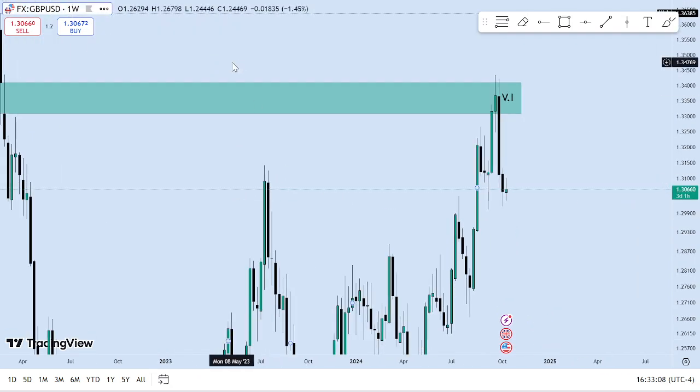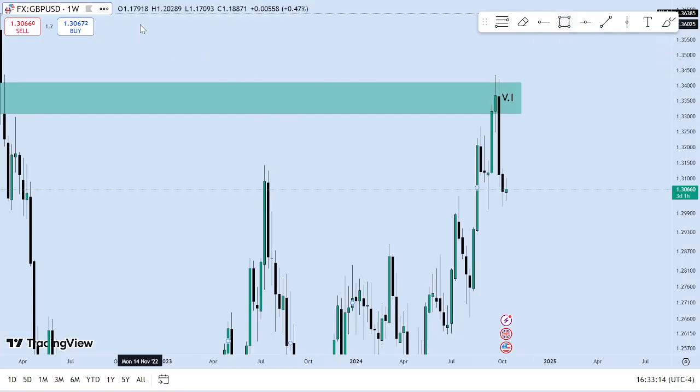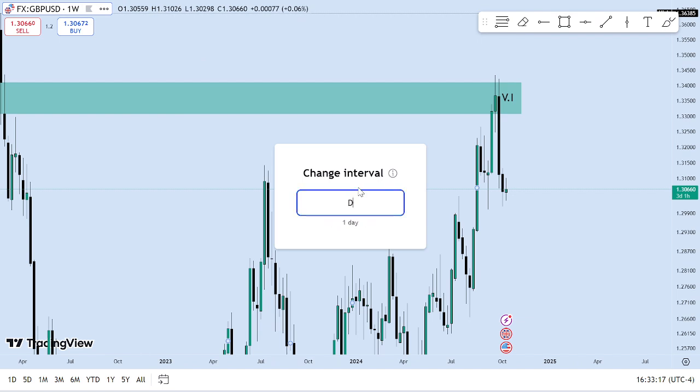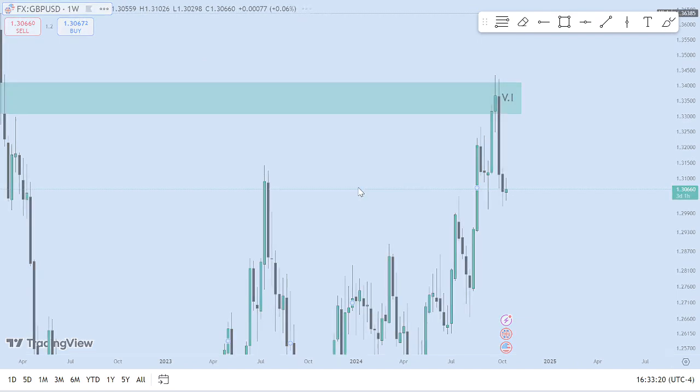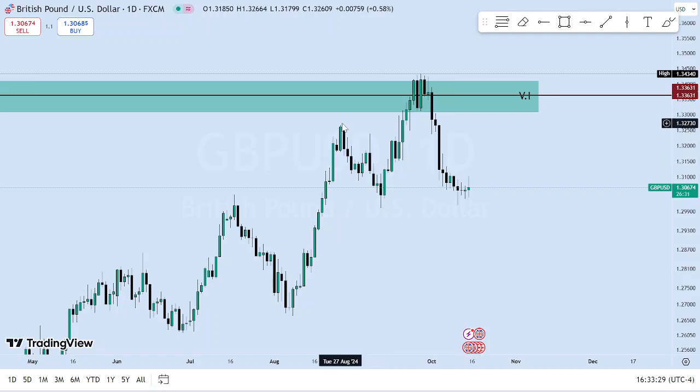So let's go back to daily. Here on the daily chart, we have a high, low, then a higher high, a Judas swing, a manipulation to take out this high here. Then we drop. Here is the 50% of the weekly volume imbalance, and we deliver inside the weekly volume imbalance.